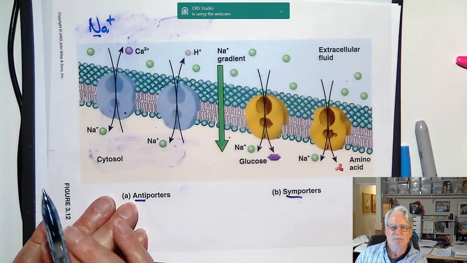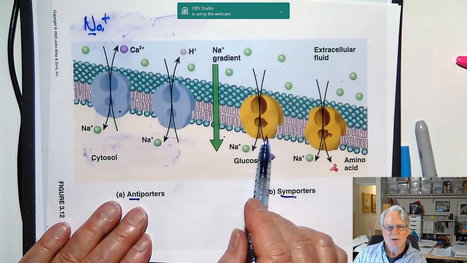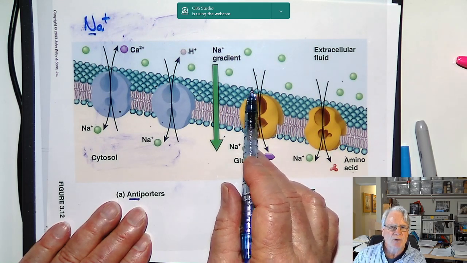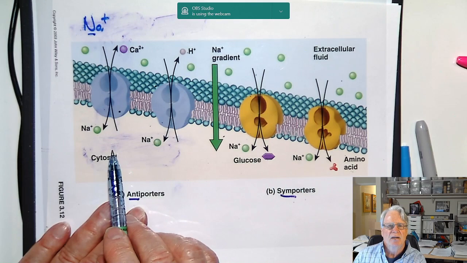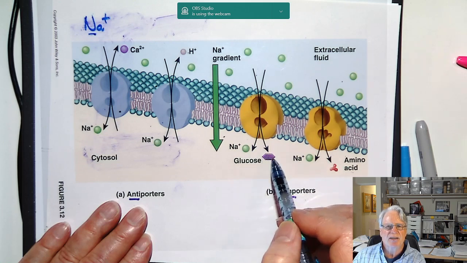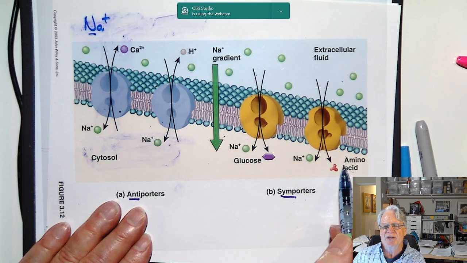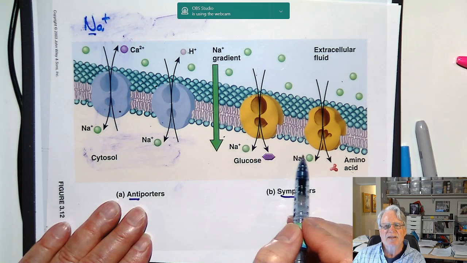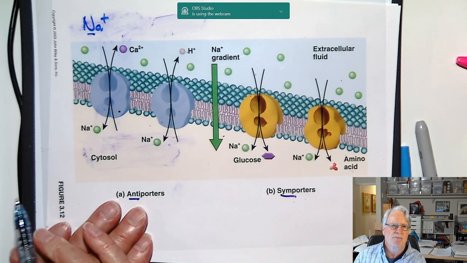Ooh, there we go. Here, we're going in the same direction. Symporters. So it's the same principle. We're moving things in one direction or another, but in this case, we're going in the same direction. The thing we're interested in, glucose. The thing we're interested in is amino acids. And we're moving them in the same direction as the sodium.